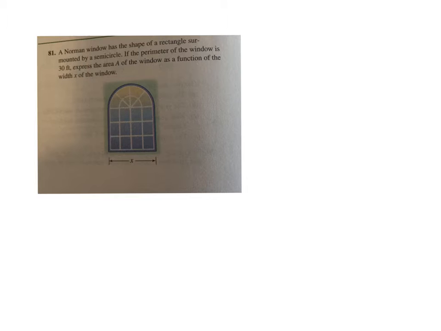So the first thing we're going to do is define another variable, and that's going to be this side right here. I'm going to call that h, the height of the window. This one's also an h. The other thing I know is that the radius of this little semicircle is x over 2.